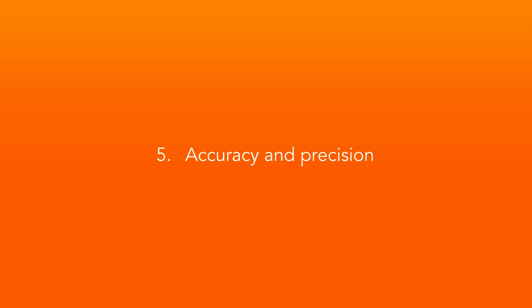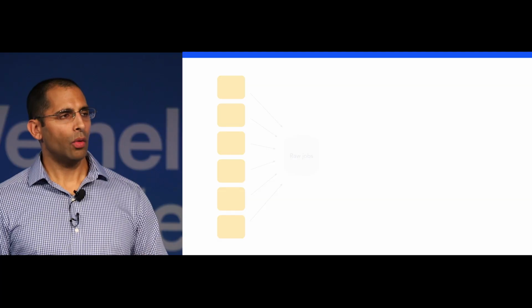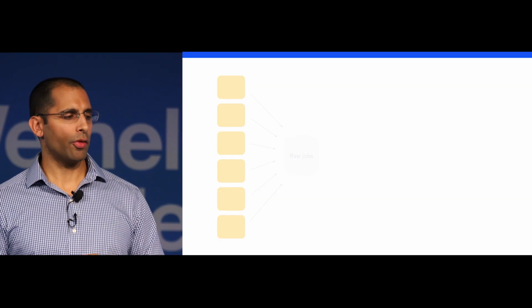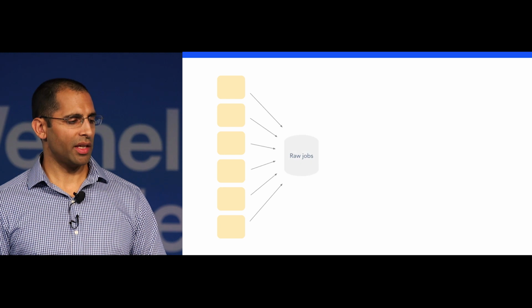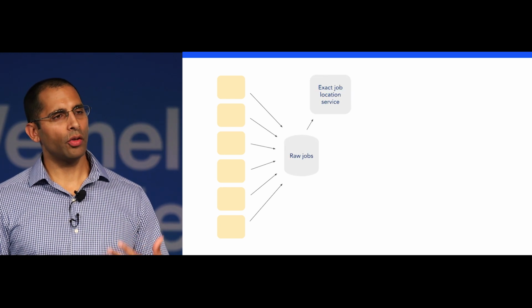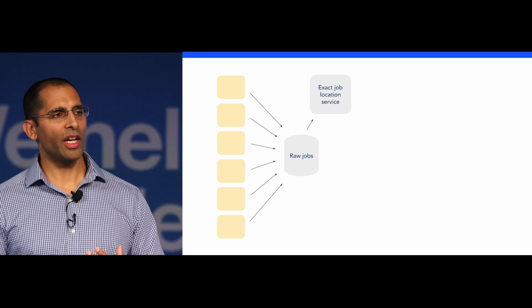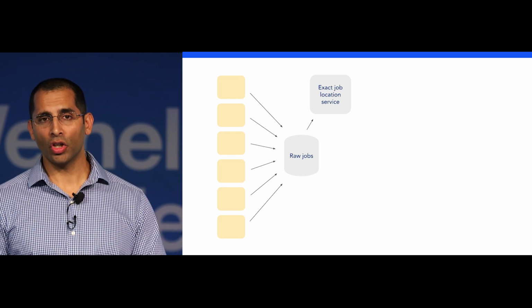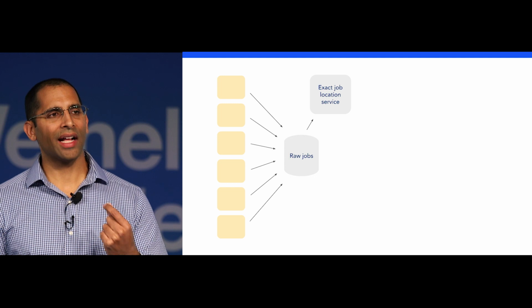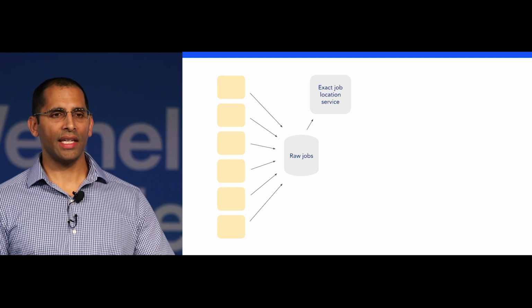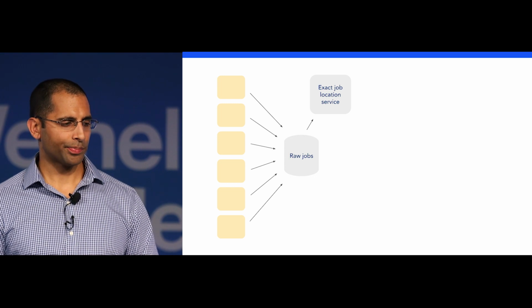Then there's accuracy and precision. We gather all the jobs from all these sites, and we stick them in a raw jobs database. I was actually a little bit oversimplifying earlier. We take all the job data that we get from the third-party sites, we put them in one database. And then we run those jobs through an exact job location service, where we take the information that we have about the company and the job, and we try to zero in on exactly where they are. Not just the city, but perhaps the street address.